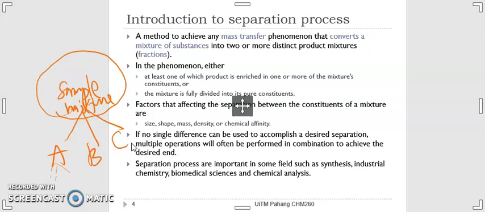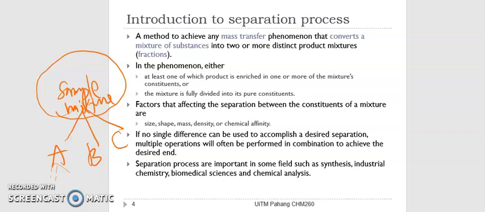Okay, there are a few factors that affect the separation between constituents of a mixture, which are the size, shape, mass, density, or chemical affinity. So if you're having any difference in any of these, kita boleh separate lah. If no single difference can be used to accomplish a desired separation, we may use multiple operations, which are often performed in combination to achieve the desired end.